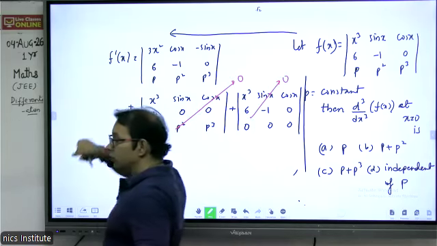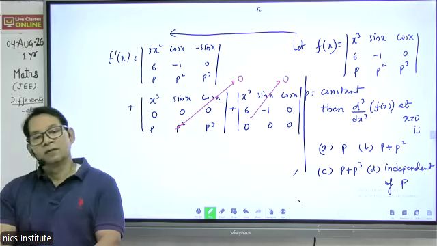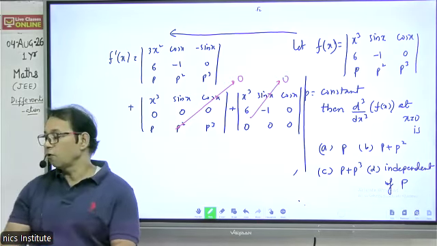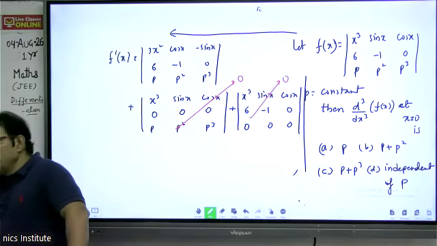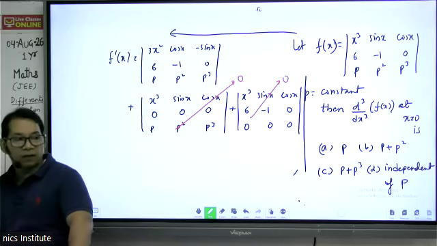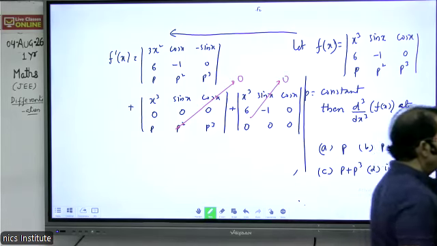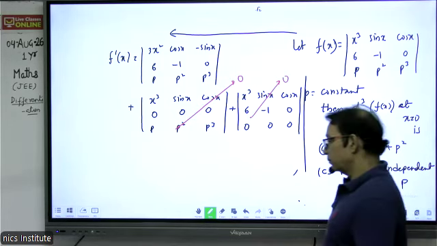फिर वापस से डिफरेंशिएट कर दो, तो पूरा डिटरमिनेंट जीरो हो जाता है. If a row or a column is zero, then the entire determinant will be zero. If a determinant has one row or one column completely zero, the entire determinant would be zero.